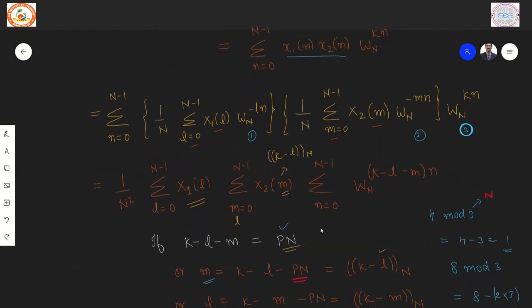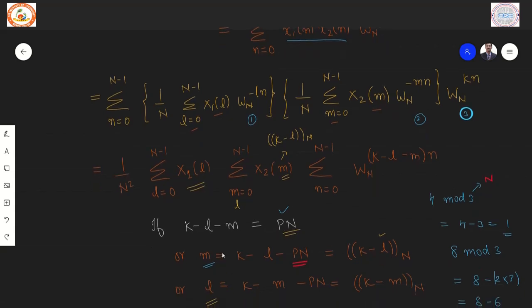Now, to perform simplification, the term k minus l minus m, let us represent it as PN. Here PN is a multiple of capital N. P is an integer, so it's an integer multiple of N. In other words, m here is nothing but k minus l minus PN, which is the same as applying mod N to k minus l. Similarly, l can be represented as k minus m minus PN, which is k minus m mod capital N.